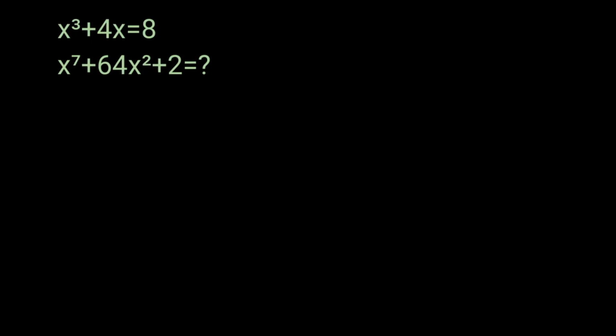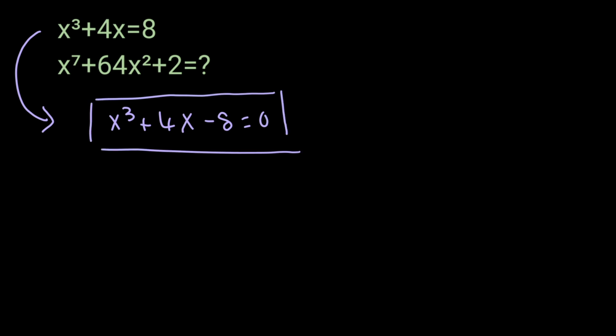So the first thing that I will do is take the first equation and subtract 8 on both sides. Therefore, this equation will now turn out to be x cubed plus 4x minus 8 equals 0. Now we have this equation, and using this, we have to find the value of this particular expression. To do so, there are two ways.